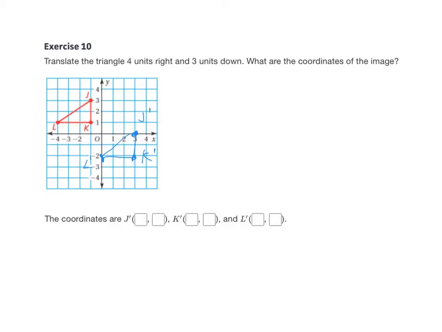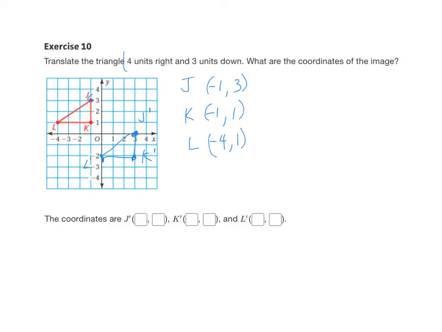Now, I want to go back because there's one other way that you could do this, right? You can actually list what they are. Let's say that we found J. J is negative 1, 3. K is negative 1, positive 1. And L is negative 4, positive 1.